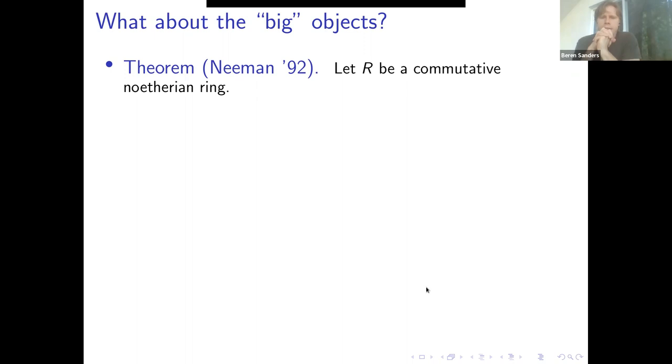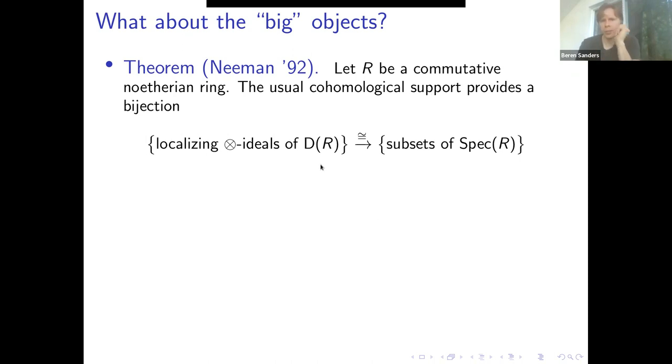So he took R to be a commutative Noetherian ring and established a classification. Well, the usual cohomological support gives you a bijection between the localizing tensor ideals of the big derived category of R, they correspond with arbitrary subsets of the spectrum of R. So in contrast, the thick tensor ideals of perfect complexes correspond to the specialization closed subsets of spec R. If we pass to arbitrary localizing tensor ideals of the unbounded derived category, they correspond to arbitrary subsets of spec R. And this is sort of illustrating the point I was just saying that in some sense, the supports of an arbitrary non-finite dimensional thing can be essentially arbitrary.